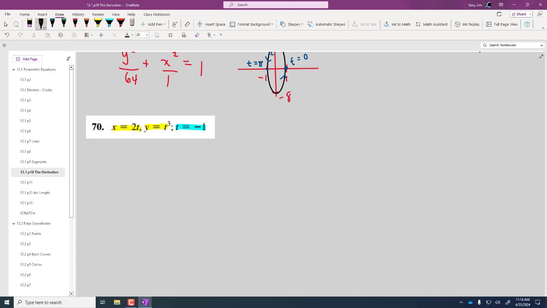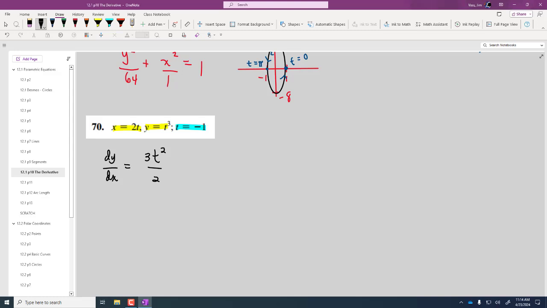The main thing with these derivatives is that you do y over x, kind of like we always do for slope. So we just take the derivative of the y, take the derivative of the x, and there it is. That's dy/dx.